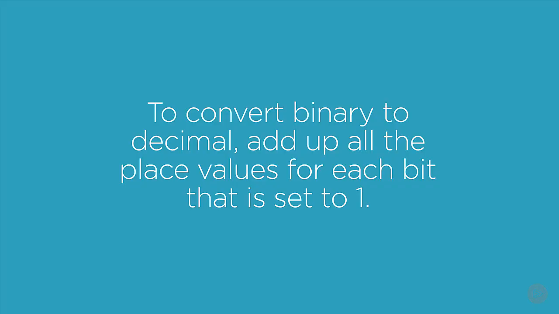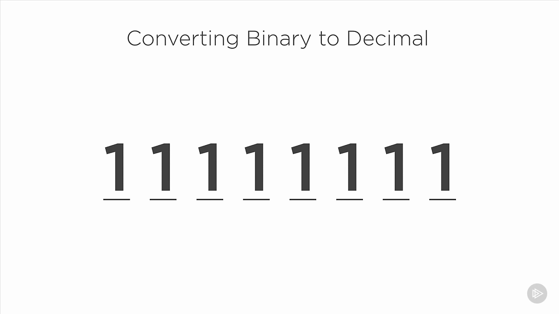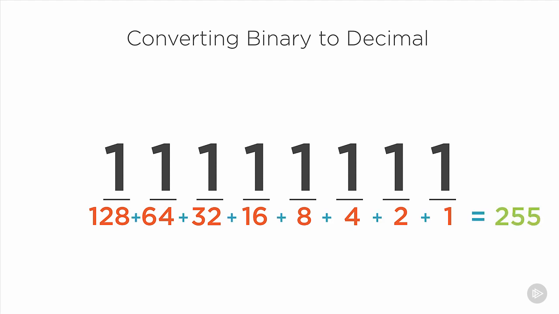Well, to convert binary to decimal, all you have to do is add up all the place values for each bit that is set to 1. Let's look at an example. Here we have a binary number, all ones. The first thing we need to do is mark the place values like so. Next, we look at each bit that is set to 1, and we add up the place value for each one of those bits. So since all the bits are set to 1, we do 128 plus 64 plus 32 plus 16 plus 8 plus 4 plus 2 plus 1, which of course equals 255.